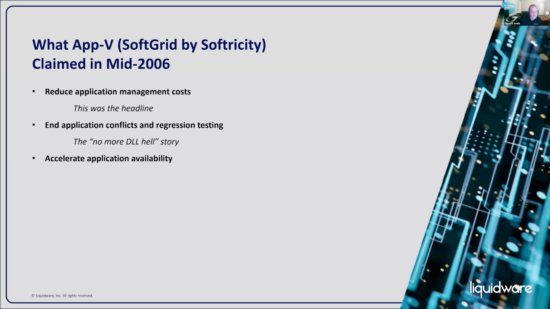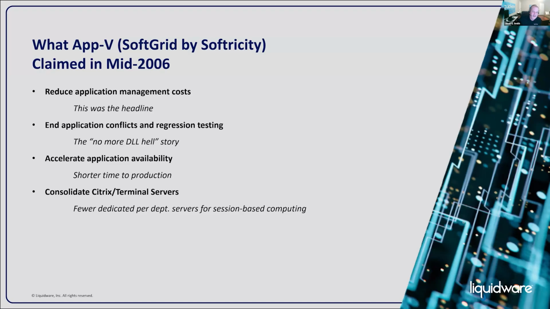Accelerate application availability. This is something they talked about because applications could simply come in and be streamed into an environment. So they said shorter time to production. Can you believe 20 years later, we're talking about similar things here? Consolidate Citrix terminals and terminal servers, as we called them then. Fewer dedicated per department servers for session-based computing.